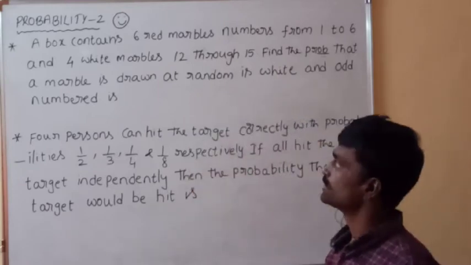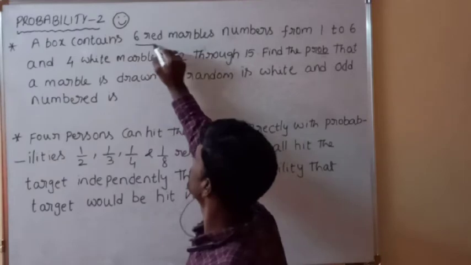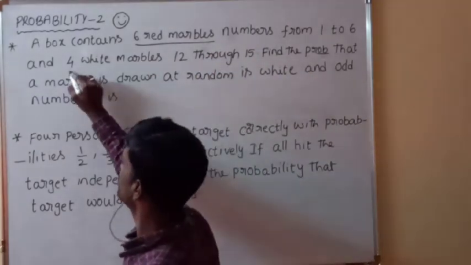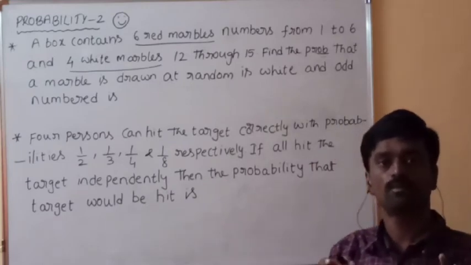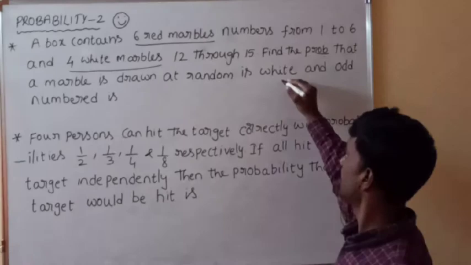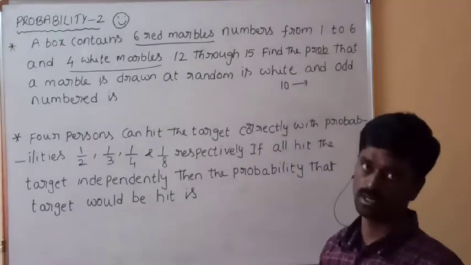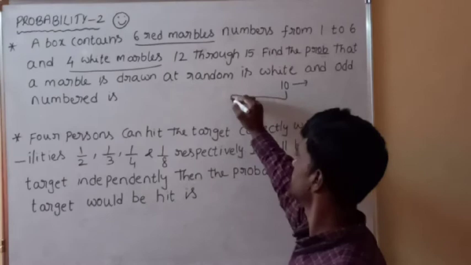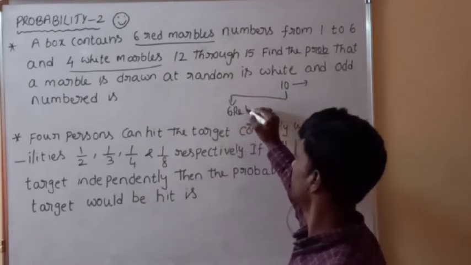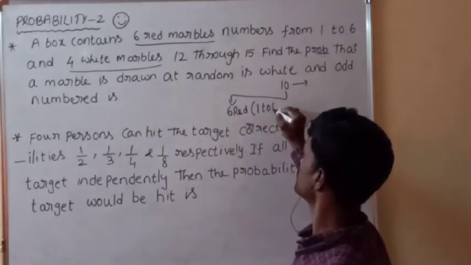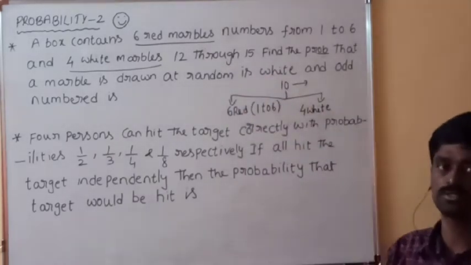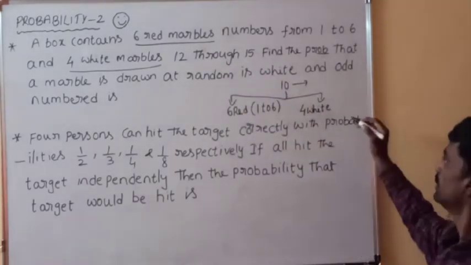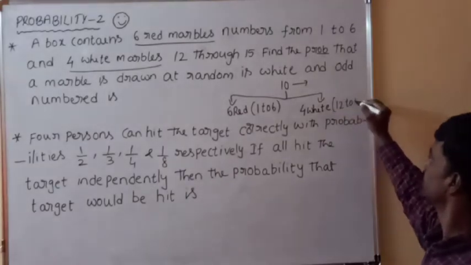See here, the box contains how many red marbles? 6. How many white marbles? 4. So 6 plus 4, total 10. So the box contains 10 marbles. Out of these 10 marbles, 6 are red, numbered from 1 to 6. Next, 4 white marbles, numbered from 12 through 15. That is 12, 13, 14, 15.